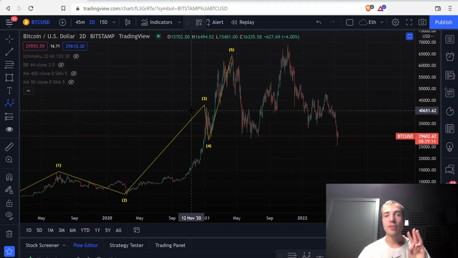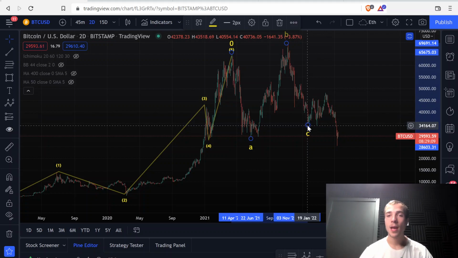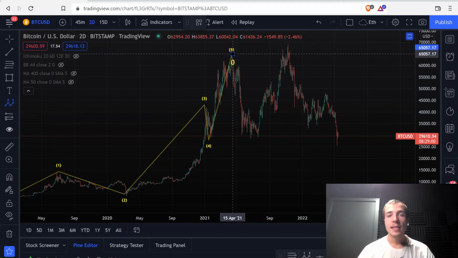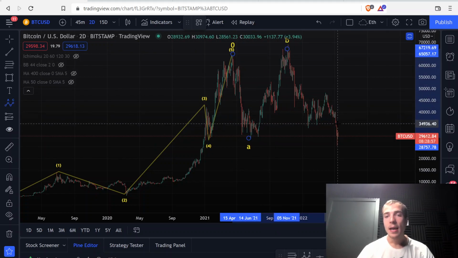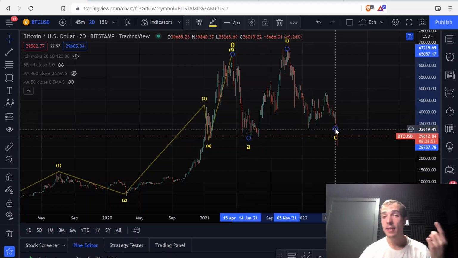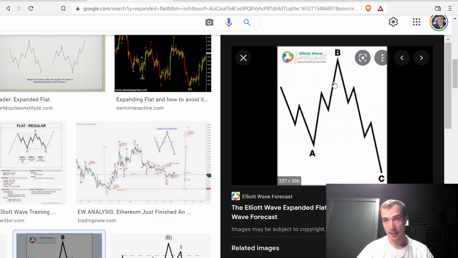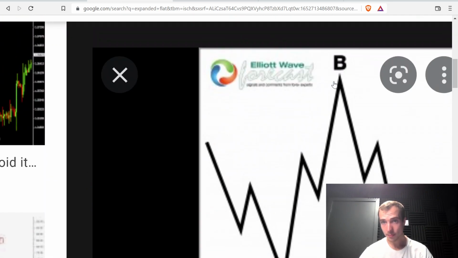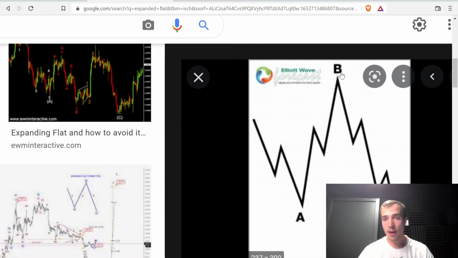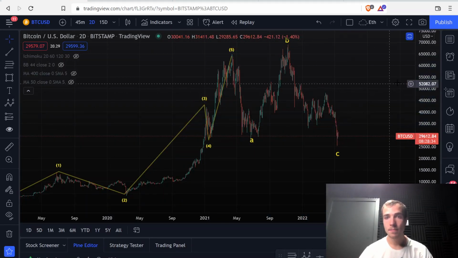We were looking at 3 different wave counts: a running flat, which would have looked like this, A, B, and C. This would have been the bottom at 34,000. That obviously did not play out as we failed support here. The other pattern that we were looking at is a regular flat, A, B, and then this C wave would have stopped basically at 29K or 30K. That did not happen. We pierced slightly below the wave A. So that makes this an expanded flat correction, meaning that the B wave did go above, but the C wave also went below, as you can see.